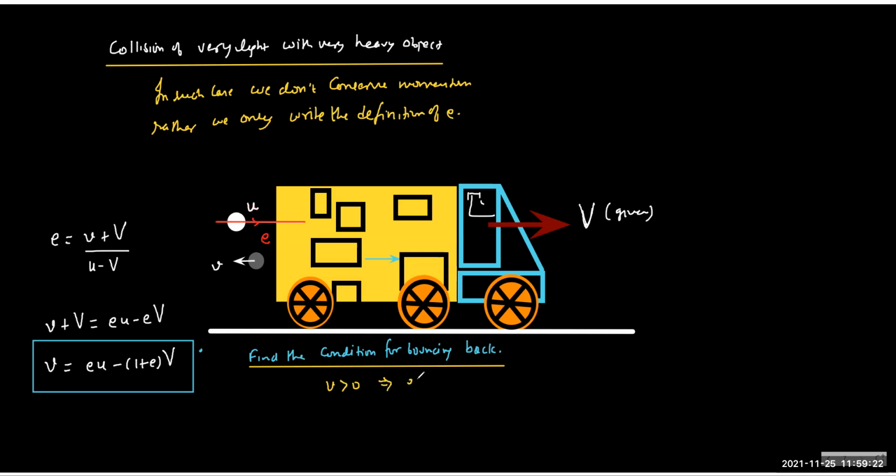And this implies that EU minus, which implies that the truck velocity, the value V should be less than. So if the truck is moving with a speed less than this value on the right hand side, which is EU upon 1 plus e, then only it will bounce back.